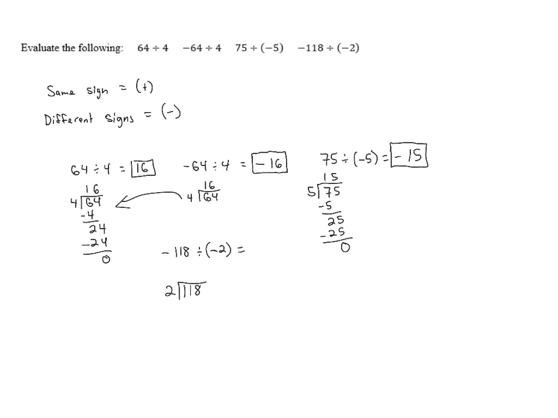118 divided by 2. 2 doesn't go into 1, but it does go into 11 5 times. 5 times 2 is 10. When we subtract, our remainder is 1. Then we can bring down the 8. 2 goes into 18 9 times. 9 times 2 is 18 exactly. Got no remainder in the end, so we've got 59. And we said our answer was going to be positive. So in this case, our final answer is positive 59.